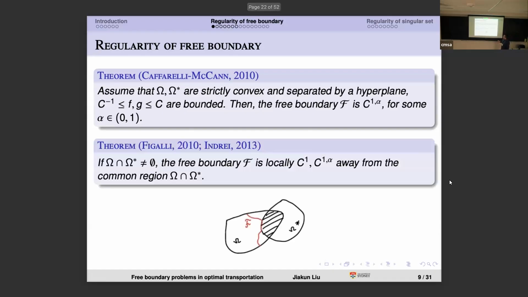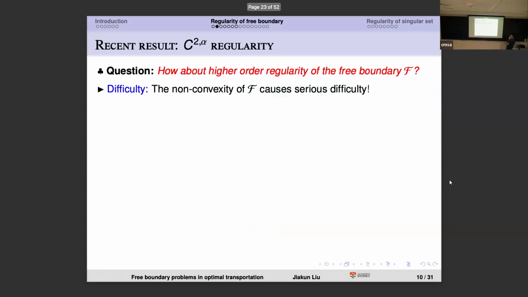And later on, Figalli and his PhD student Indrei considered when omega and omega star have some kind of overlap. Figalli proves that as long as the free boundary does not touch the common region, then the free boundary will be locally C1. Then Indrei improved it from C1 to C1 alpha. So as long as the free boundary does not touch the common region, the free boundary will be locally C1 alpha. Okay. So that's the previous regularity result.